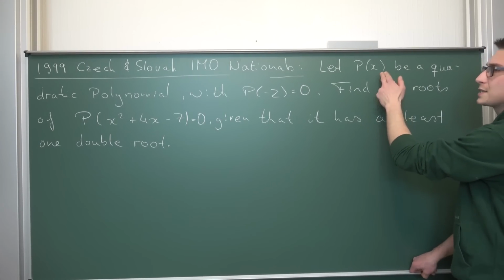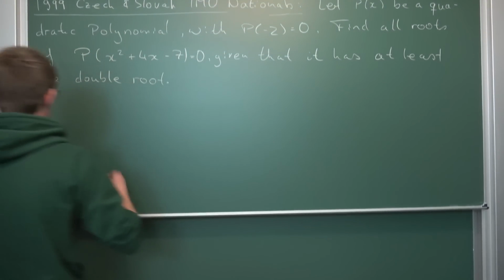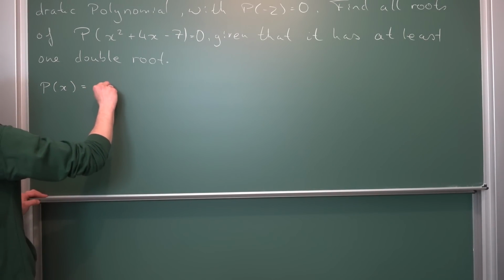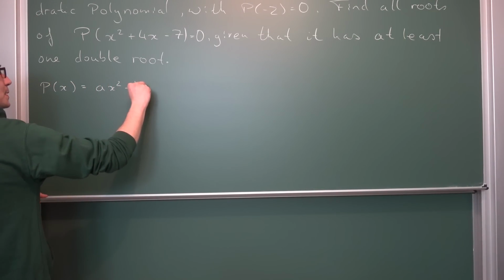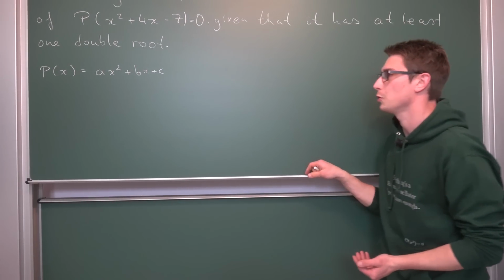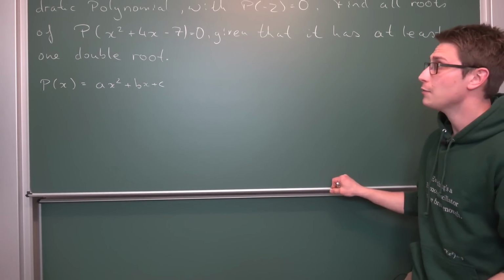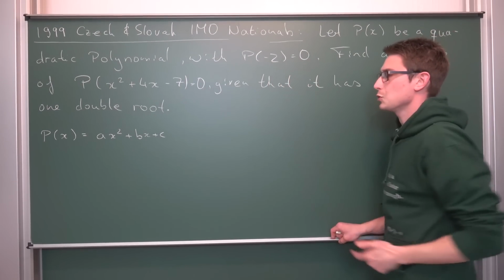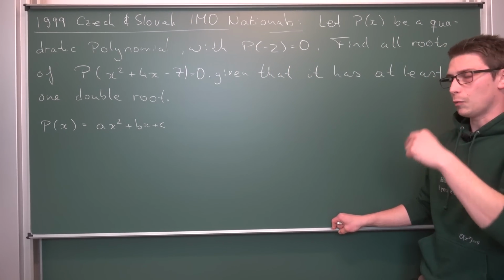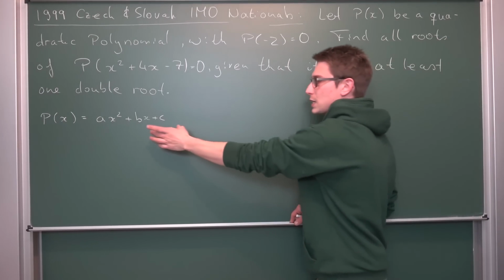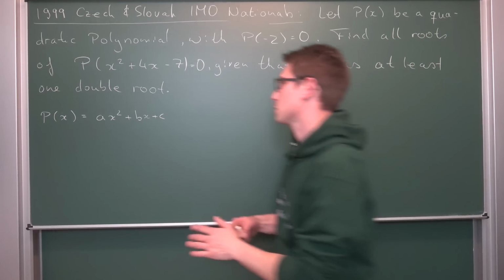Now p of x is a quadratic polynomial, meaning p of x is of the form a times x squared plus bx plus c. That's a generalized quadratic polynomial. And now we have another piece of information given, namely that p of -2 is equal to 0. Now what that means is, it's a root, and we can turn this into the multiplication of linear factors, this p of x.